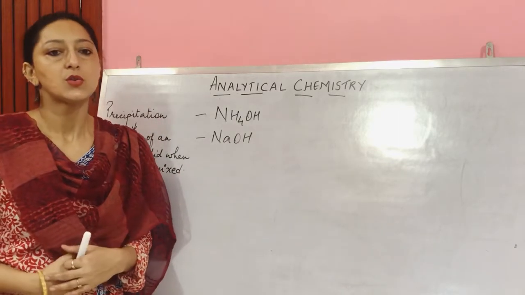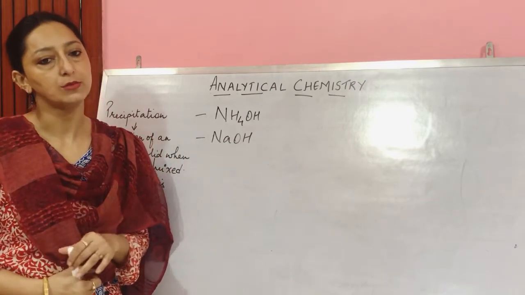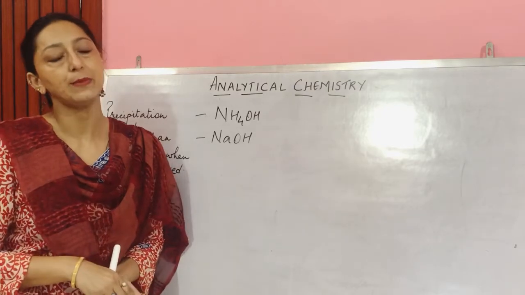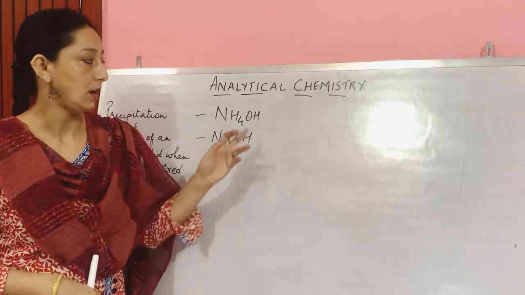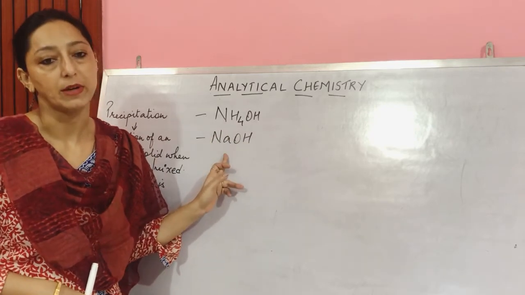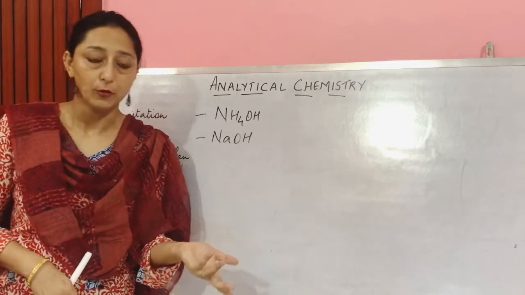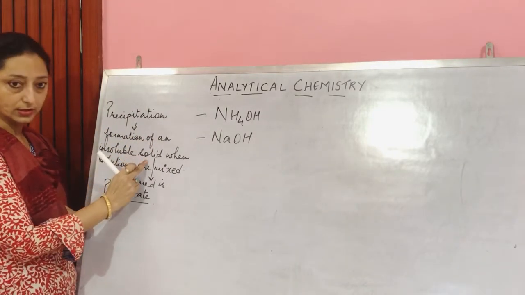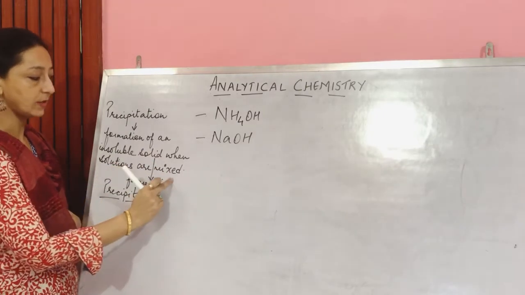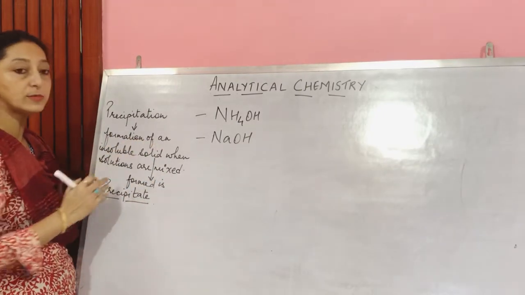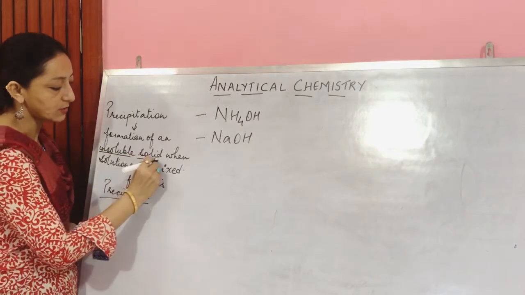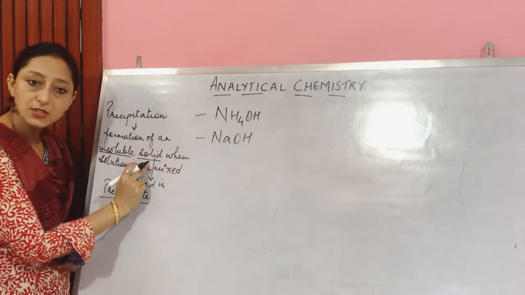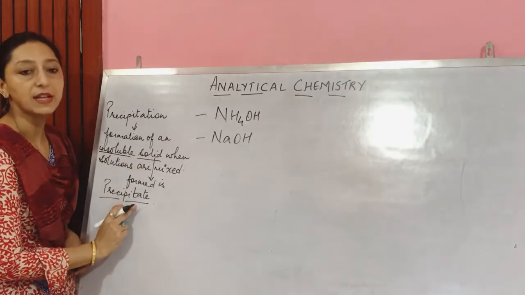Salts of different metals form different colored precipitates when they react with ammonium hydroxide and sodium hydroxide. What is precipitation? It is the formation of an insoluble solid when solutions are mixed. The insoluble solid which is formed when these solutions are mixed is the precipitate.